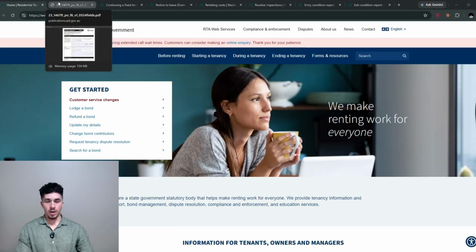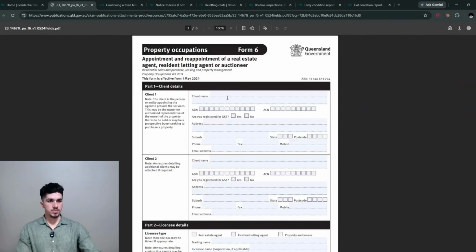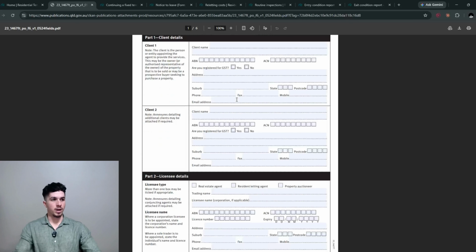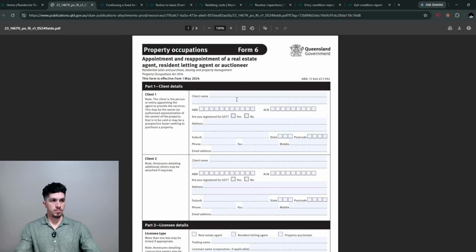The first one I wanted to walk through today is the Form 6. You may have heard an agent when you were signing up with them say, right, we'll get the Form 6 sorted. It essentially is the contract that you are agreeing to let the agency work on your behalf. So this is what you will receive and have to fill out and sign when you are signing up a new agent to manage one of your properties.